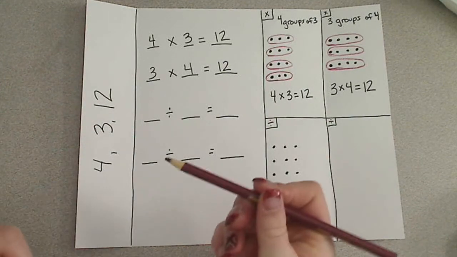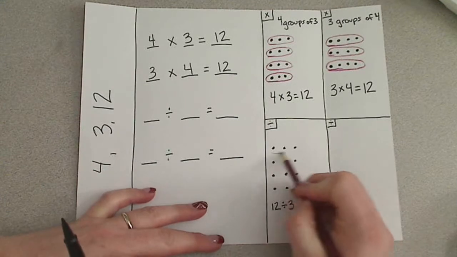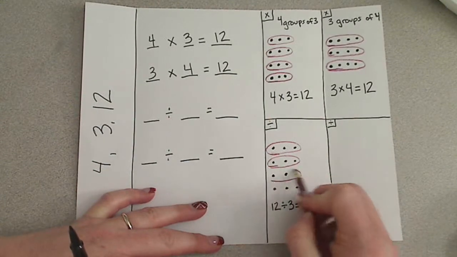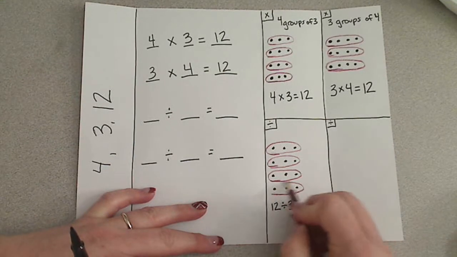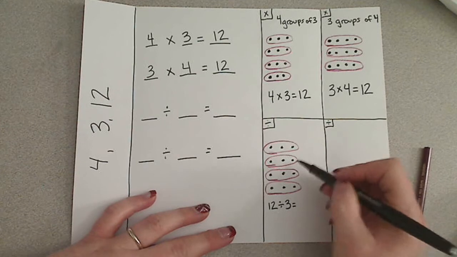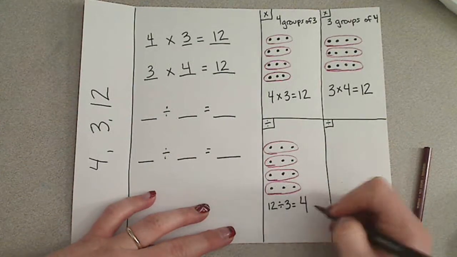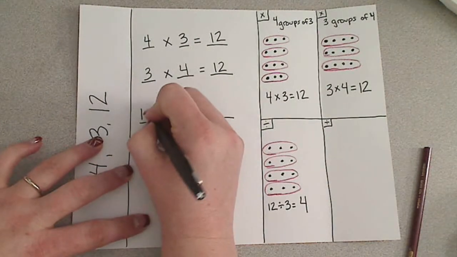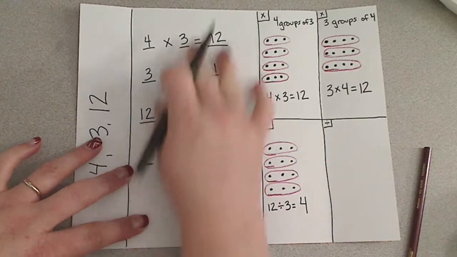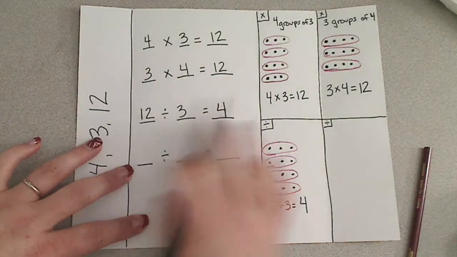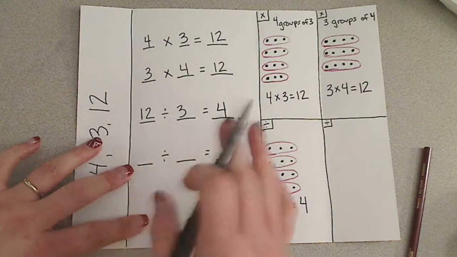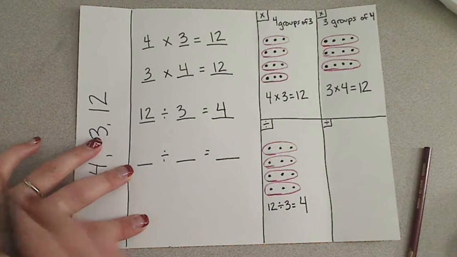So once again, here's my trusty matte pencil. I've got 1 group of 3, 2 groups of 3, 3 groups of 3, 4 groups of 3. And so now they can make that connection that there are 4 groups. By this point, when they're filling in the 12 divided by 3 equals 4, most of them start recognizing that, hey, there's a pattern here. We're seeing these same numbers over and over again.